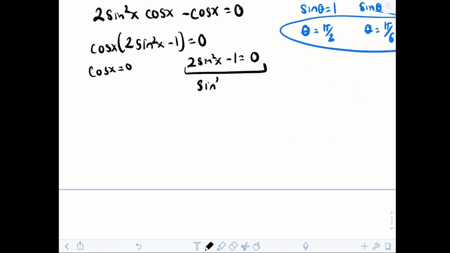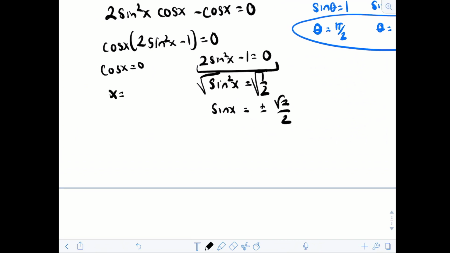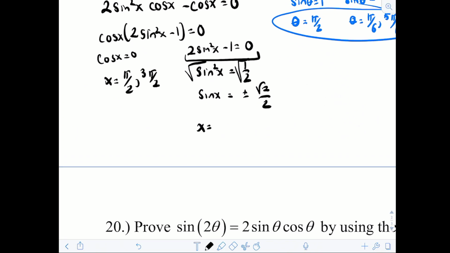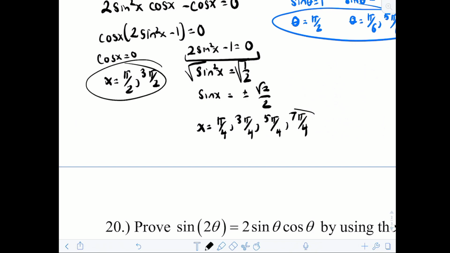So I end up getting sine squared x is equal to 1/2. Square root both sides, and I get sine of x is equal to plus or minus root 2 over 2. Okay, so then over here, x is going to be equal to, when is cosine 0? That would be pi over 2 and 3 pi over 2. When is sine going to be equal to root 2 over 2? That would be pi over 4, 3 pi over 4, 5 pi over 4, and 7 pi over 4. And those are my values.